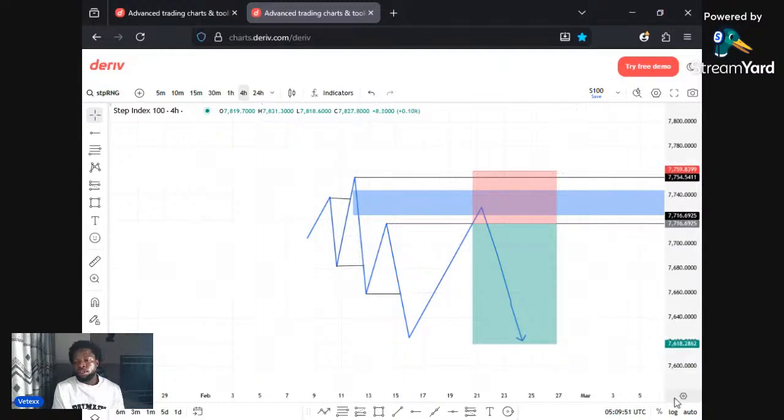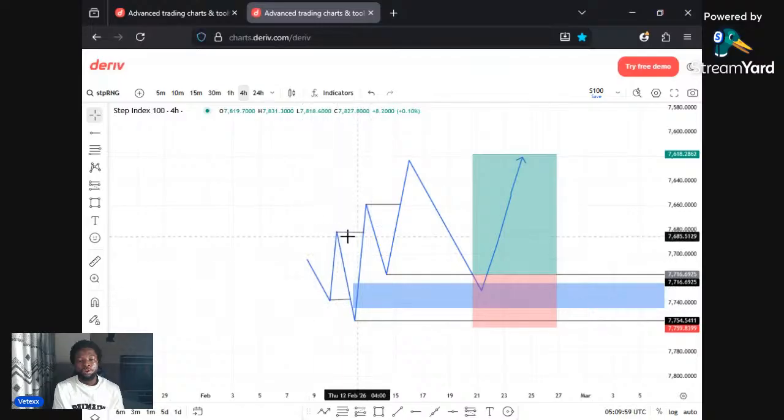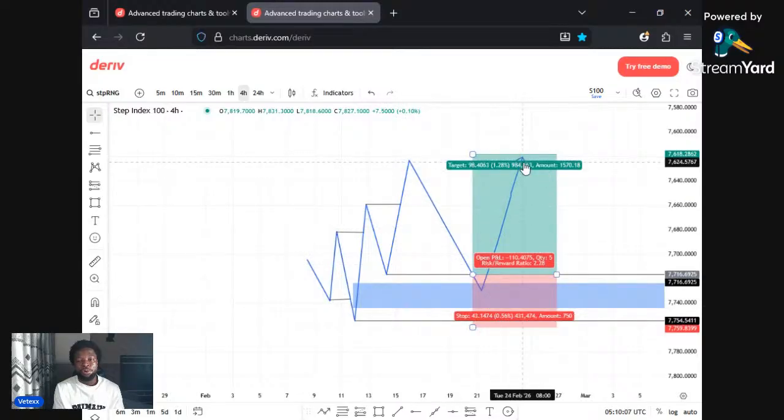Okay, so the same thing you do when you want to sell is the same thing you do whenever you want to buy. You look out for the same thing. You must have your sweep, you must have your first break of structure, you may have your structural liquidity, you must have your second break of structure, and price must come into your point of interest and continue its move to the opposite direction.